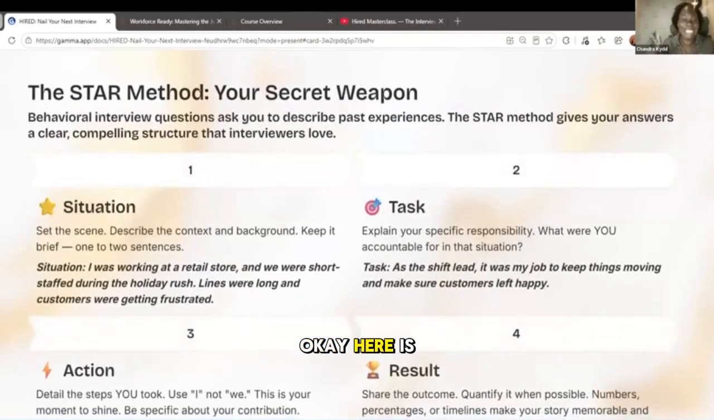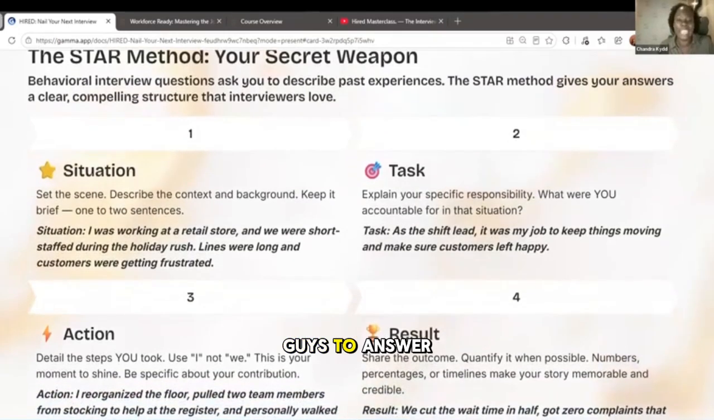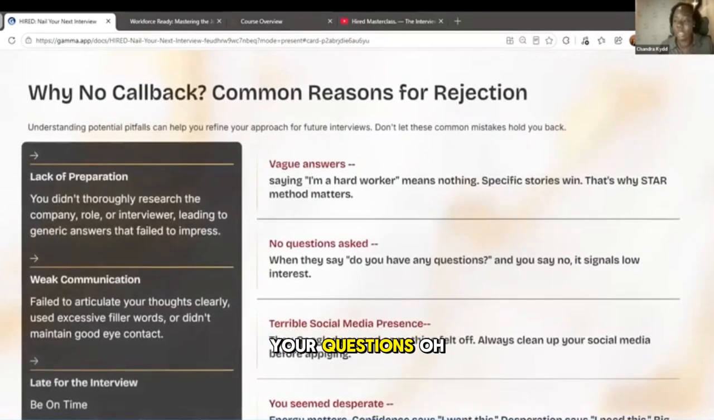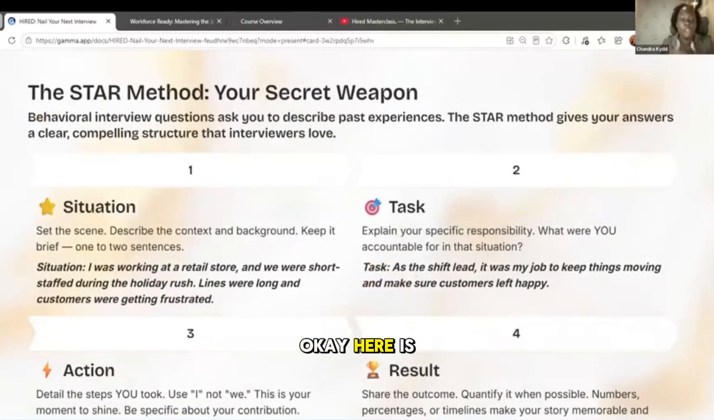Okay, here is that STAR method. All right, this is where I want you guys to take that note. This is how I want you guys to answer your question. Here is the STAR method. This is your secret weapon, but you're going to need to remember this and practice this, so that no matter what question they ask, you can answer it.